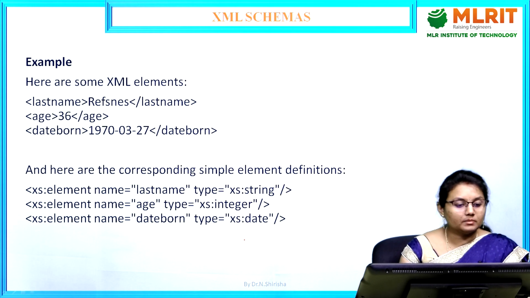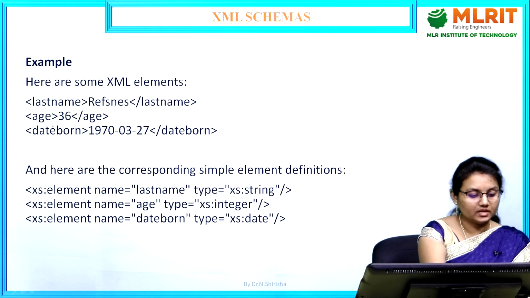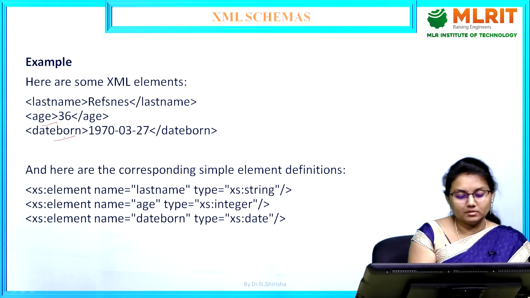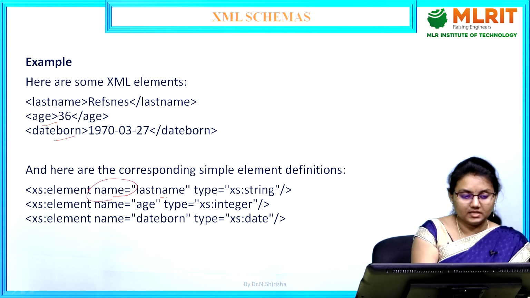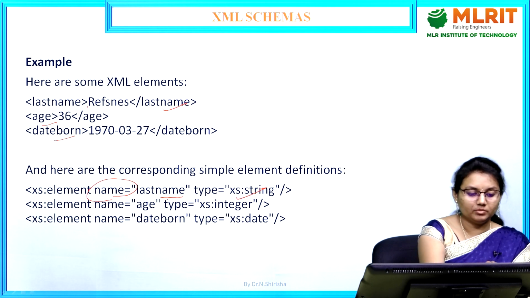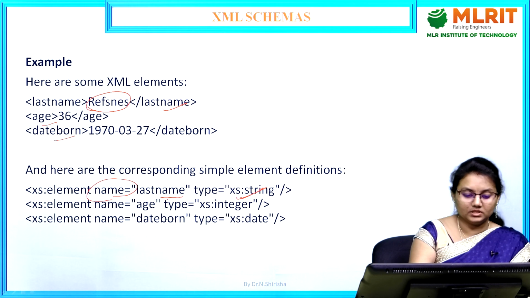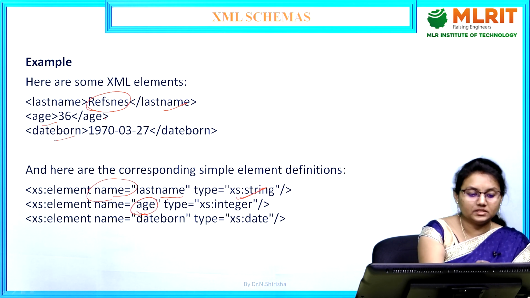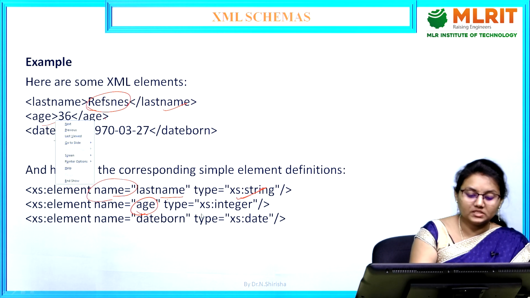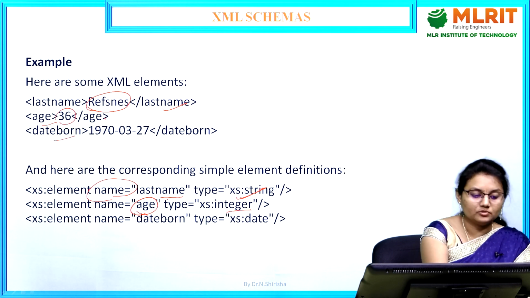So, here are some examples. Last name, age, and date born. Three things you have, so simple elements can be defined. Name is lastname, the tag name you have to define. What is the type? String, so xs:string. For the second one, name is age, that is the tag name that you have defined. What is the type? Integer, because age we give as a number.